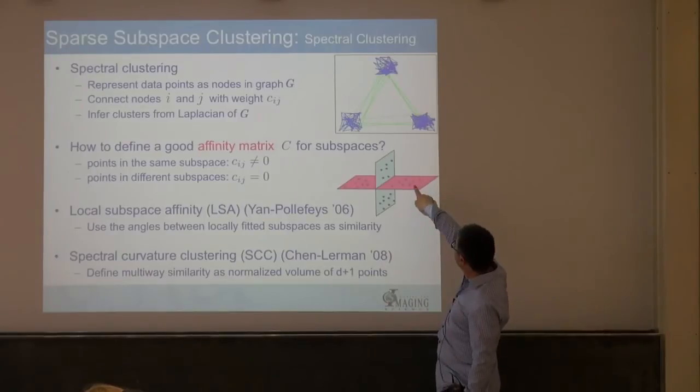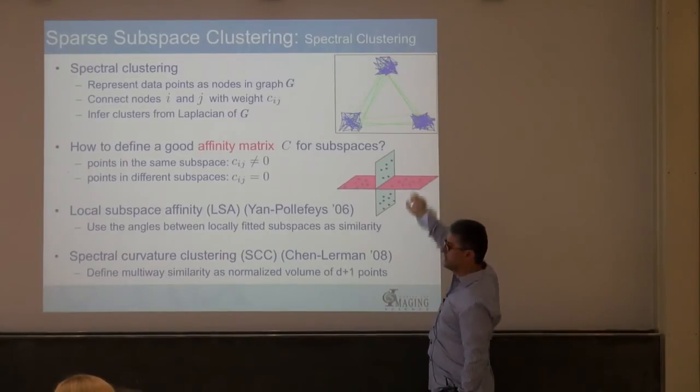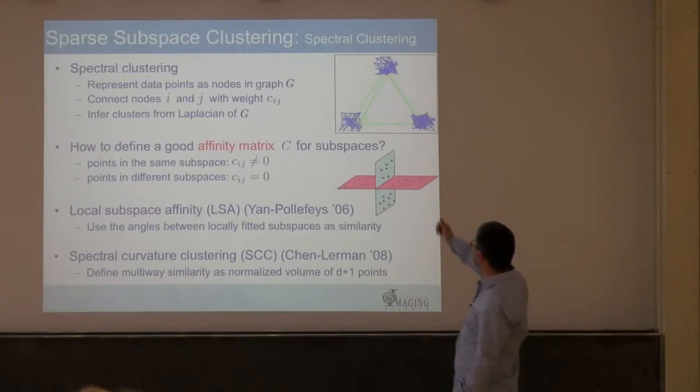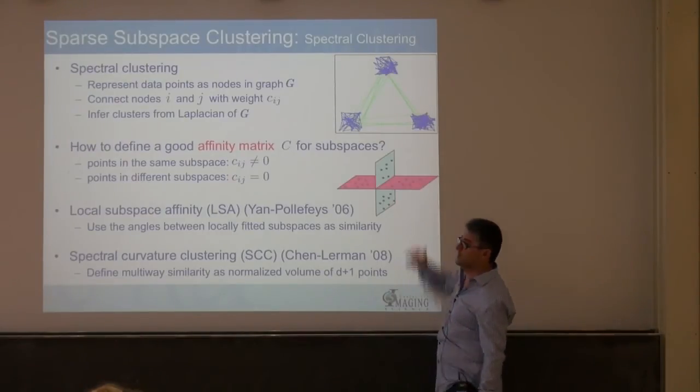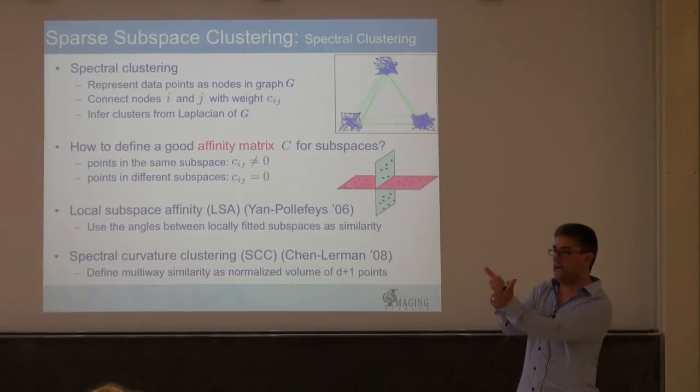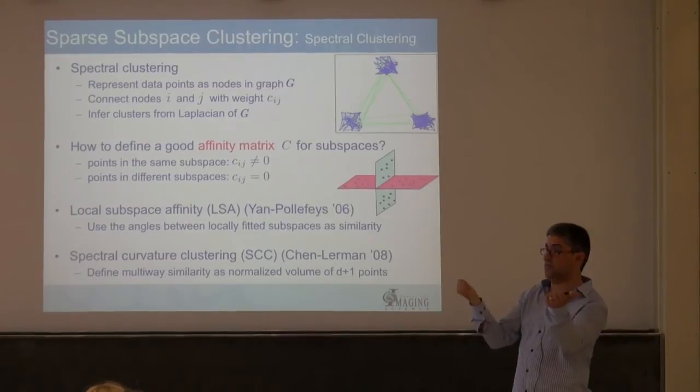Why don't I just look at a point? I look at the k nearest neighbors, right? They will very likely be in the same group. I can just compute a subspace locally from the point and its k nearest neighbors, and then I'll just use the angles between the normal vectors. That's a very good similarity.